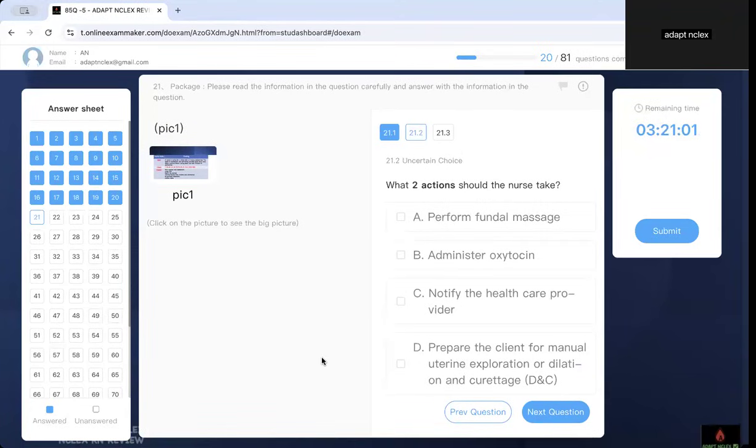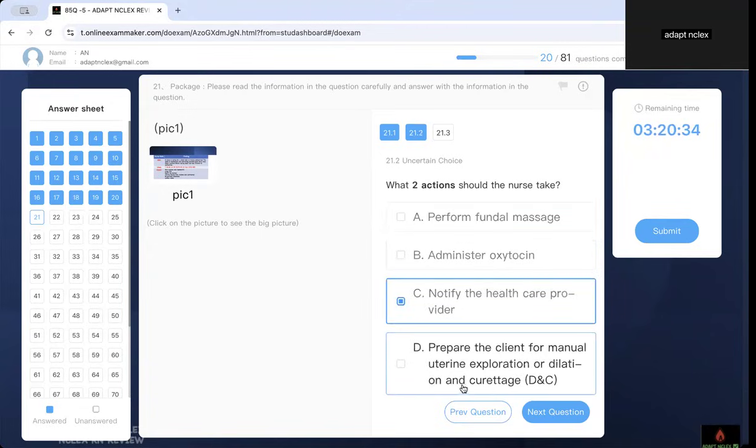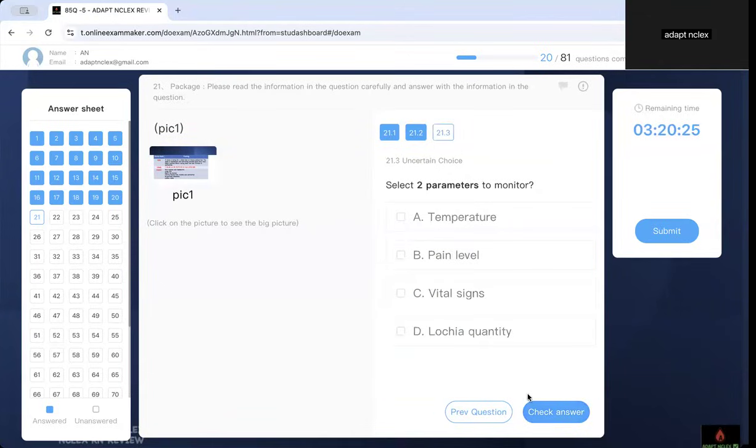If that's the problem, then I've got to worry about bleeding. Fundal massage is not going to help because it's not what? It's not going to help because this is not what? Uterine atony. Administer Pitocin? This is not uterine atony. We have to notify the provider and then be prepared to remove the retained fragment. That's a D&C. So this is the way you should think about the questions as you go through.